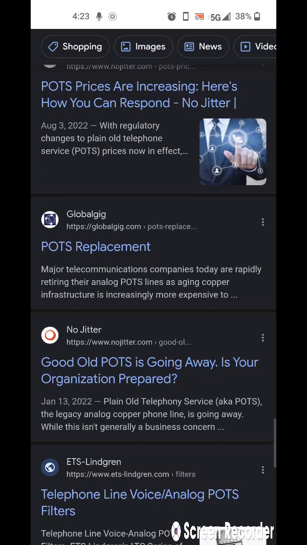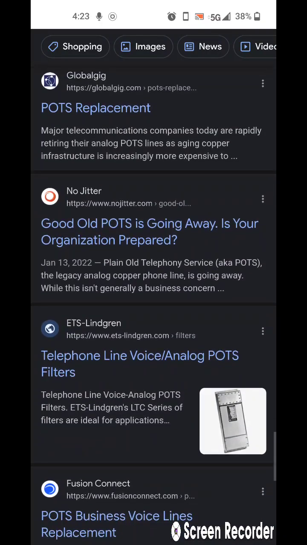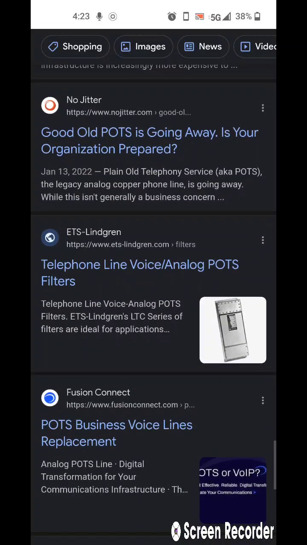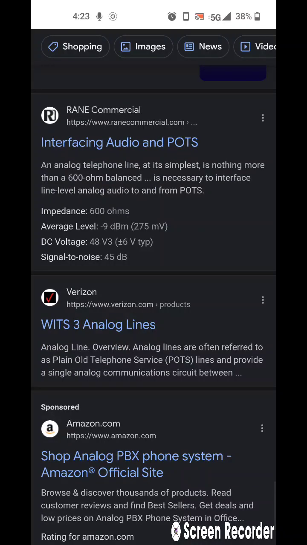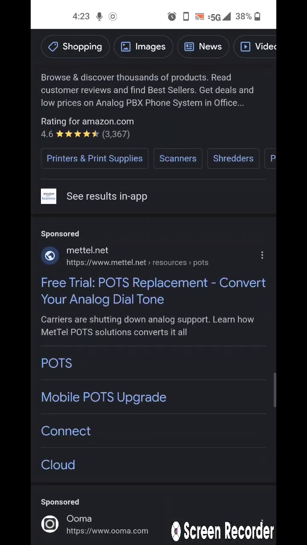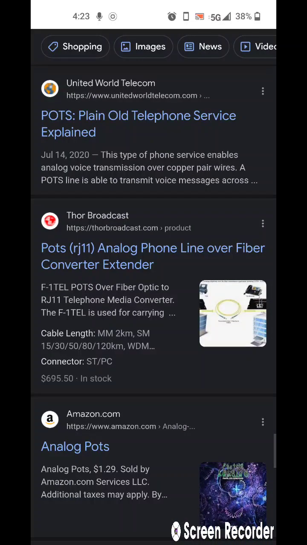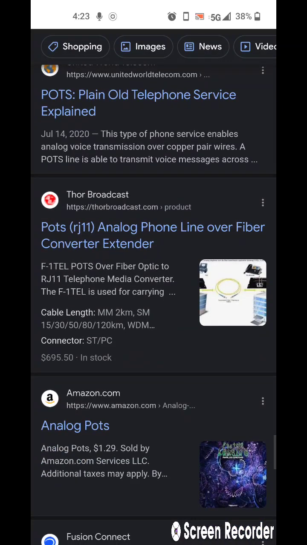globalgig.com. Major telecommunications carriers today are rapidly retiring their analog POTS lines. Good old POTS is going away. Is your organization prepared? January 13, 2022. Okay, do you guys see this? All of a sudden they're showing it. They're starting to show on the Google search engines what's happening, and I've been telling you guys this was going to happen. And here we have July 14th, 2020, and they're just explaining it.